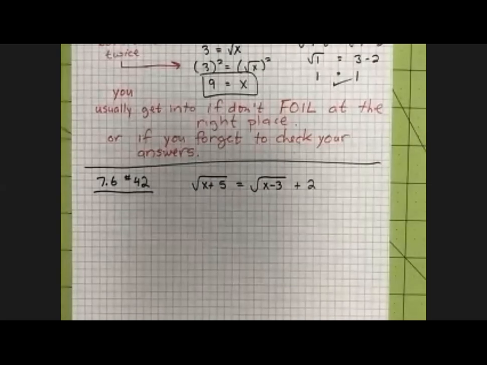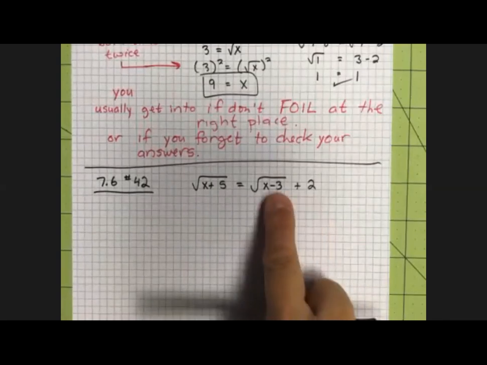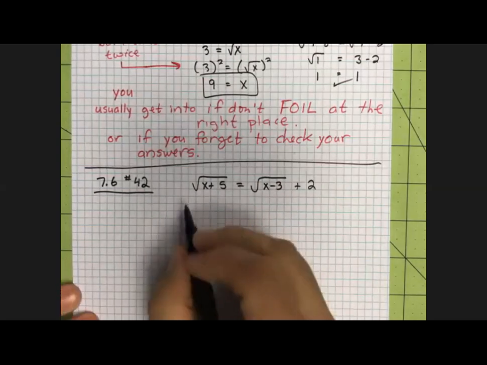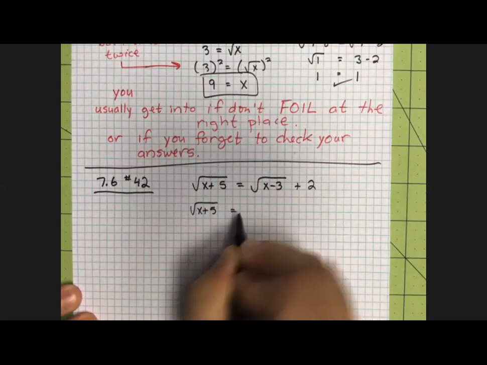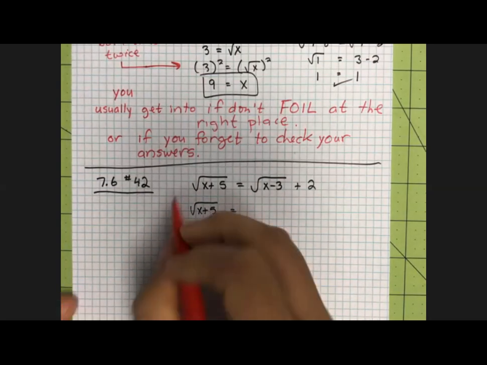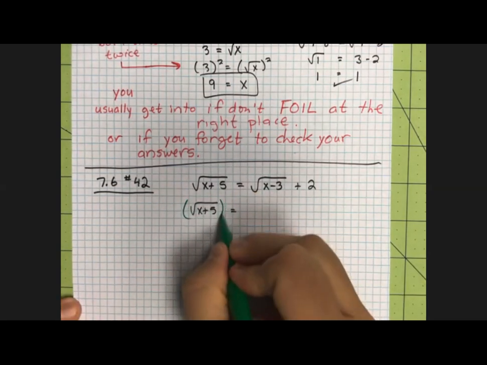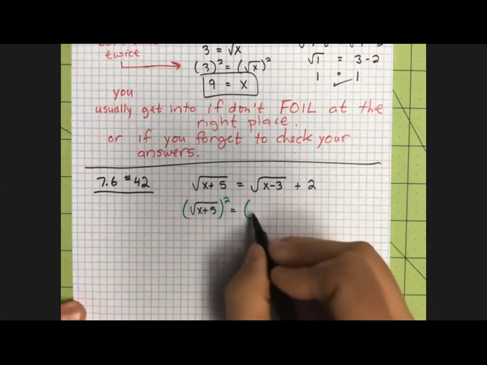Okay, here's the problem. Square root of x plus 5 equals the square root of x minus 3 plus 2. Here I've got two things on this right side, so when I square, I'm going to have to FOIL. That's my issue. So we just have to get into it. Let's square this side.